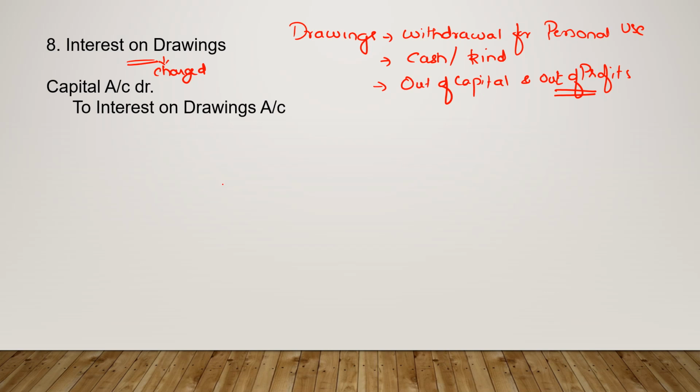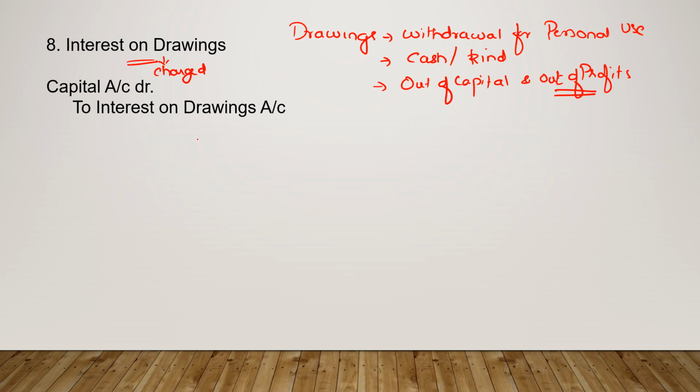Now, let us understand how interest on drawings is charged. Whatever is the interest on drawings percentage that has been agreed upon, on that particular percentage on the drawings out of profits, it will be calculated on a time basis depending on the type of drawing it is. And because it is charged by the firm, it is getting interest. It is in the nature of revenue. And therefore, when revenue increases, we credit that revenue. And that is why we have credited here interest on drawings.